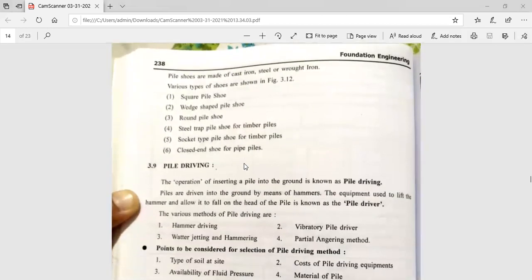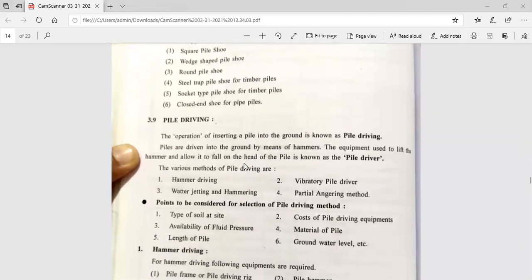So pile shoes are made of cast iron, steel, or wrought iron. There are different types of shoe, right? As we see in this figure.